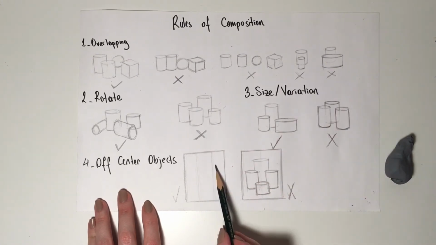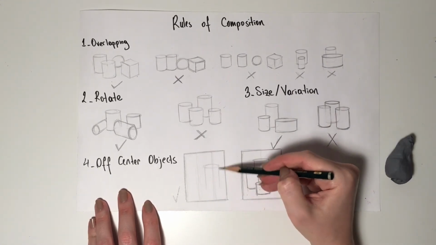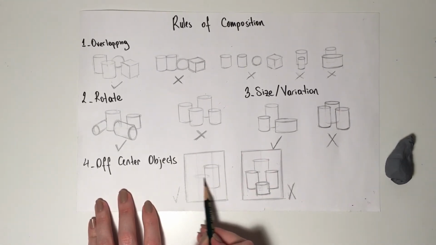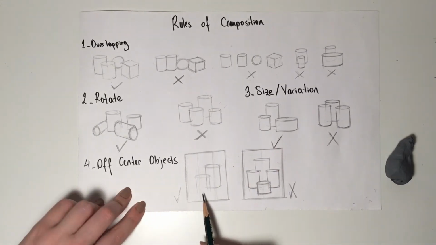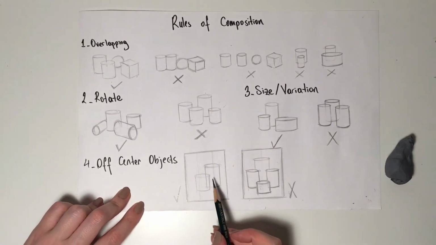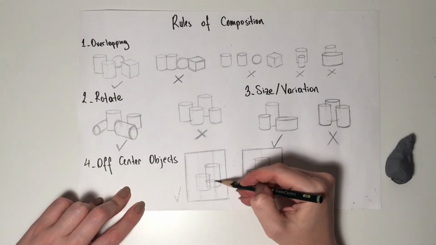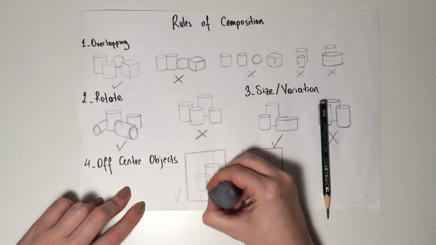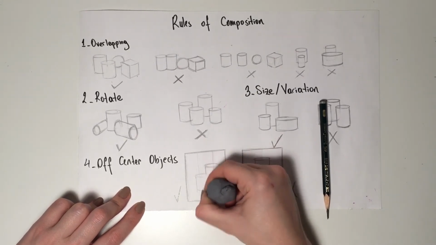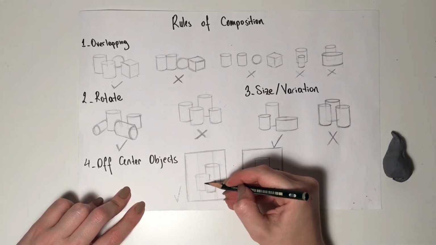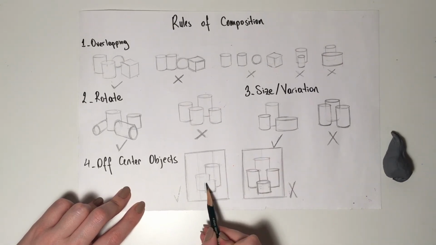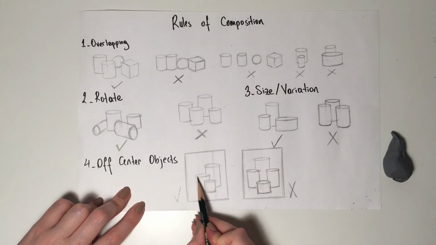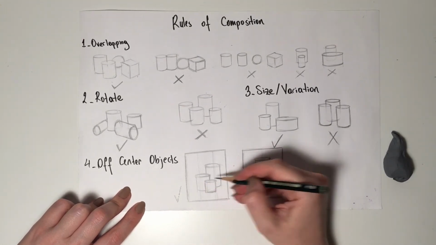And here, if you remember, you can use the rule of thirds. You can divide your page into 3 parts, and you can place the center of your object on one of these lines. And you should go from big to small, basically, to create a good composition which has all of the rules: overlapping, rotating, variation, and off-centered objects.